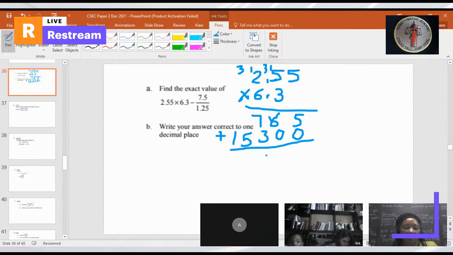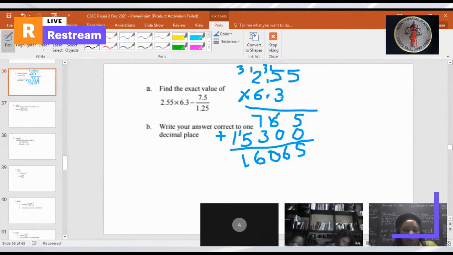Okay, add them up for me. Miss, that is 16,065. Tell me step by step what to add. So 5 plus 0 is 5. And then 6 plus 0 is 6. 7 plus 3, that's 10. And 5 plus 1 is 6. And then you would put back the 1. So that's 16,065.